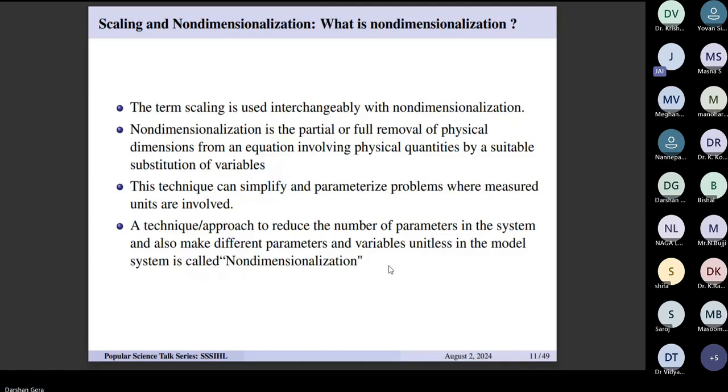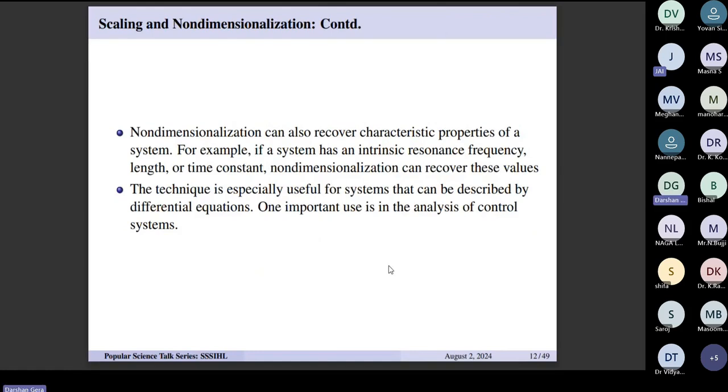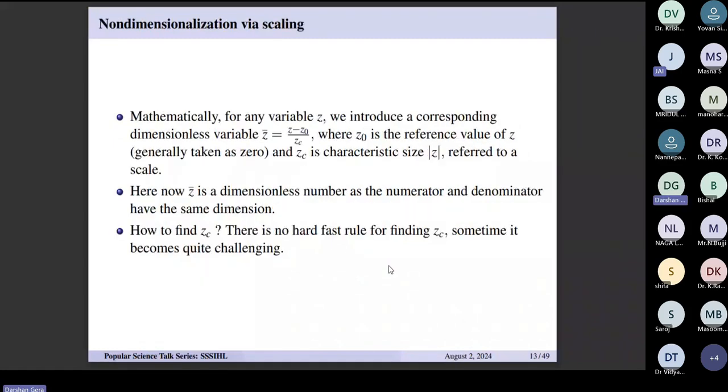Yes, sir. Please, next slide. This is the reason why we do non-dimensionalization. This technique is very useful if you are modeling any physical system involving differential equations, like in control theory, modeling of biological systems, and modeling of non-linear dynamical systems, where non-dimensionalization becomes very important. And as I told you, you can also recover the properties through non-dimensionalization.